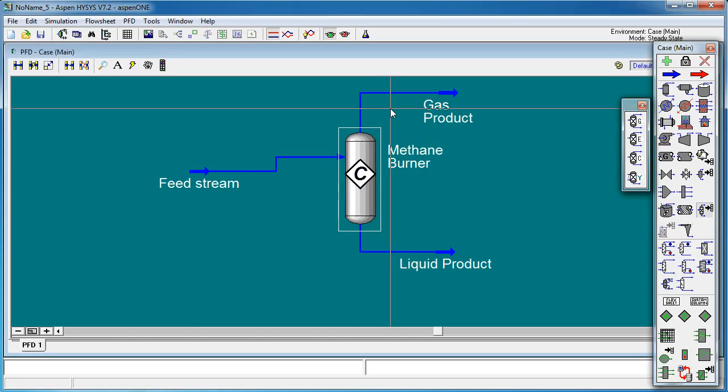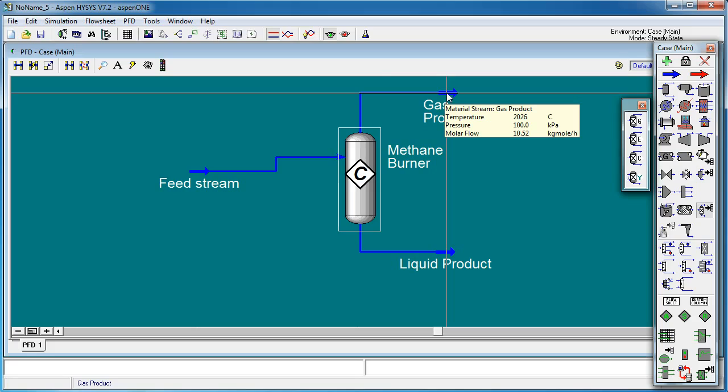So if we close this now and have a look at our gas product, we can see that the temperature is 2026 degrees Celsius. So according to this simulation, the adiabatic flame temperature for methane burning stoichiometrically in air is 2026 degrees Celsius. Our hand calculation gave us 2066 degrees Celsius, a 40 degrees Celsius difference.